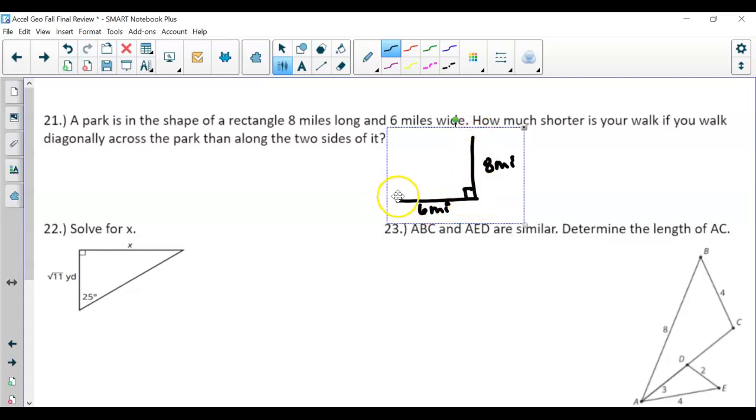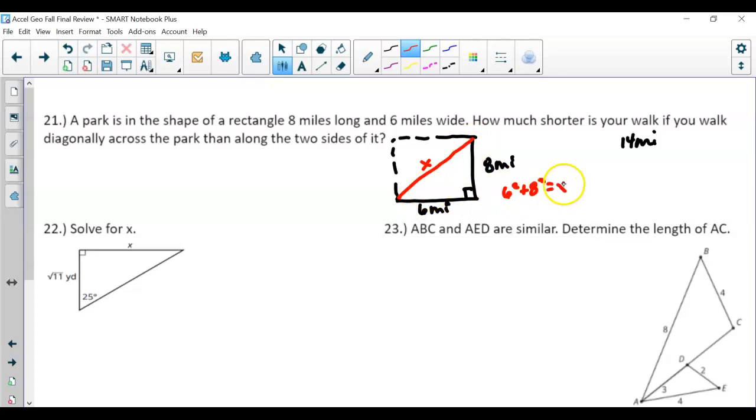So here, rectangle. I'll finish my rectangle here. If you were to follow this, you just walked 14 miles. But we want to know how much shorter if you walk diagonally from here to here. Notice by doing that, right triangle, Pythagorean theorem. 6 squared plus 8 squared is equal to x squared because you're solving for the hypotenuse. Now notice you get 10 miles.